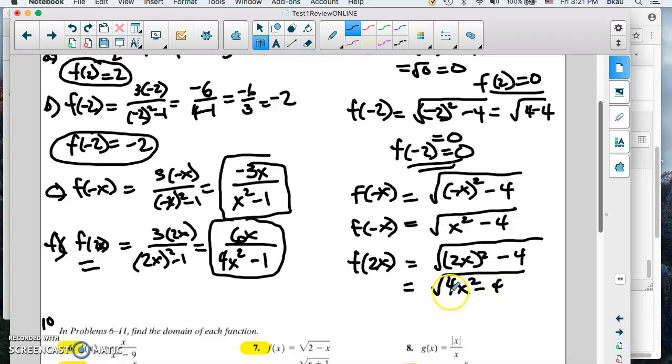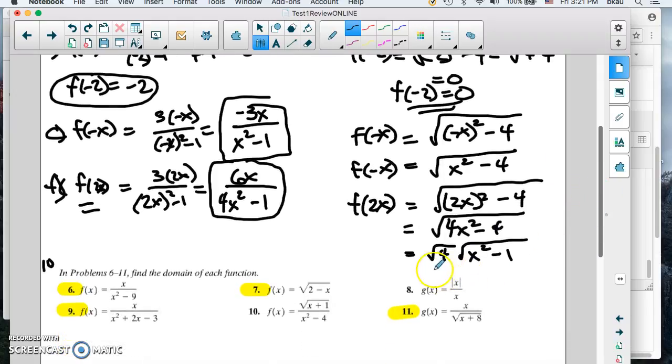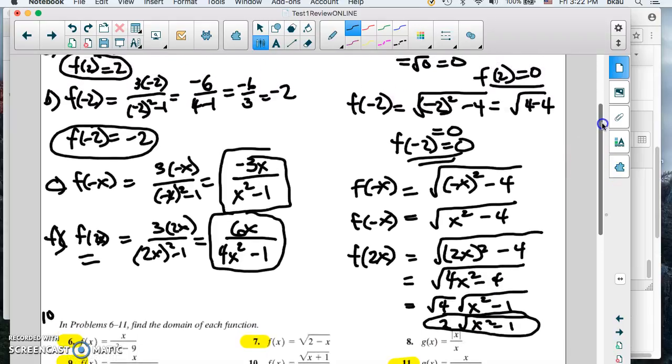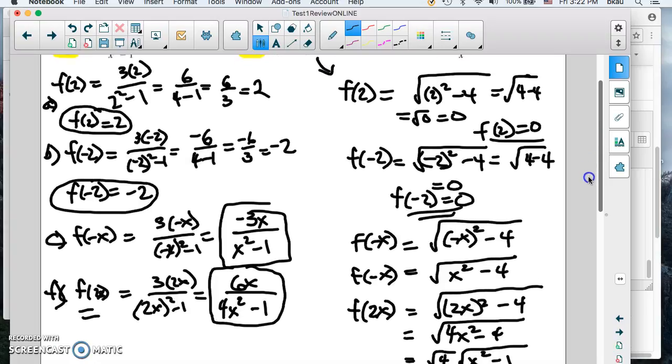Now we can factor out a 4 on this one and simplify it because the square root of 4 is possible. So if we factor out a 4, 4 times x squared minus 1 is 4x squared minus 4, and this 4 is 2 when we take the square root, so it's 2 square root of x squared minus 1 is simplified for that problem. Alright, so that's evaluating functions by plugging in values in function notation.